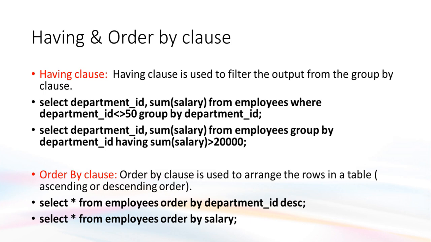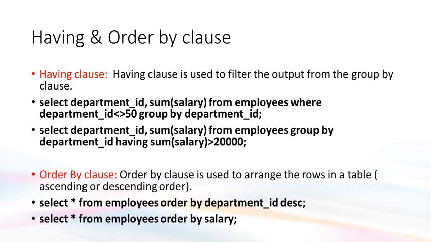Select department ID, sum of salary from employees, where department ID is equal to 50. First the where condition will come. It will filter here itself. Then group by department ID. Always the where condition will come first, then group by will come next. This is the order.